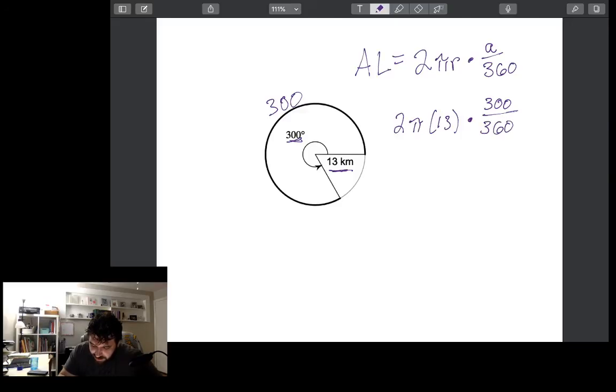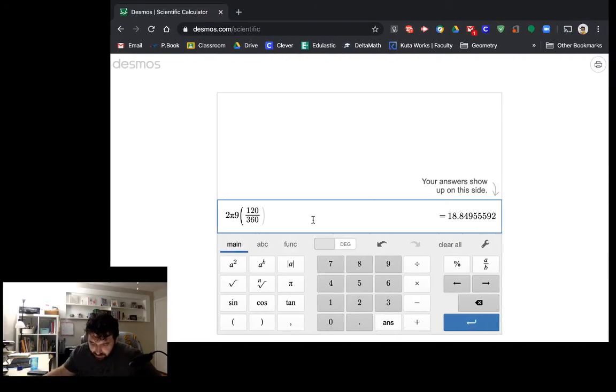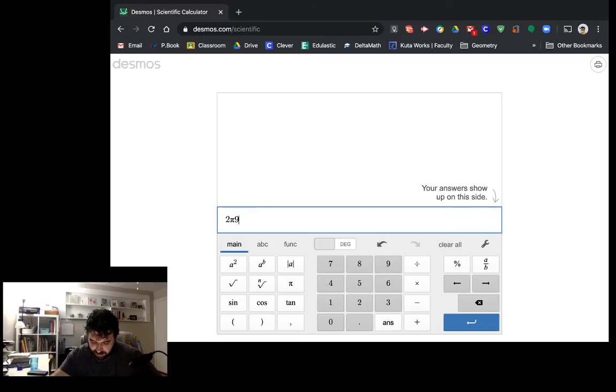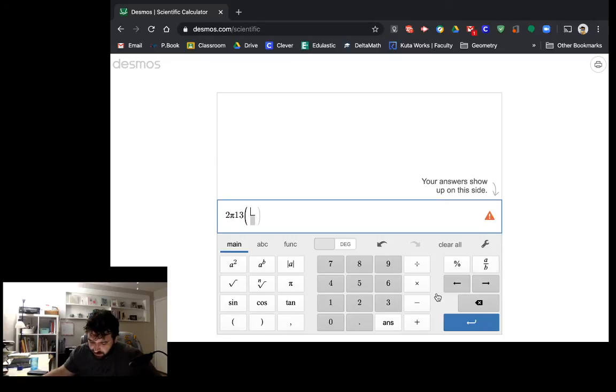If you want to simplify just a little bit, remember you can eliminate those zeros off the end of a fraction. If you've got a 0 in the numerator and at the end of the denominator, you can just draw that line straight on through. Jump back into Desmos or calculator of your choice. 2 times pi times 13 times 300 over 360. And your arc length turns out to be 68.06, so we'll call it 68.1.